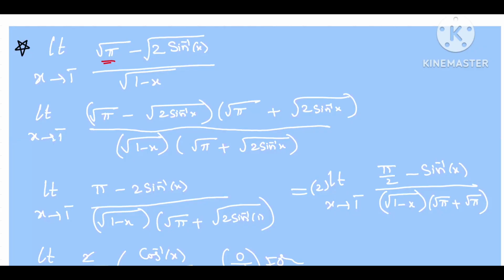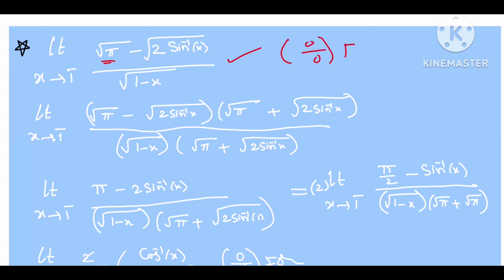Okay, let us go to the next problem. Limit x tends to 1 minus, root pi minus root under 2 sin inverse x by root 1 minus x. Now substitute 1 here. This is the 0 by 0 form. Now we should use the rationalization method.